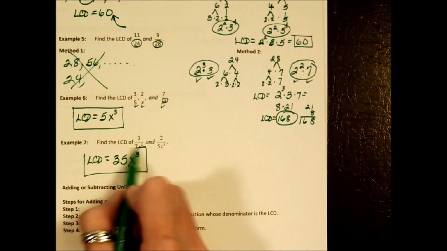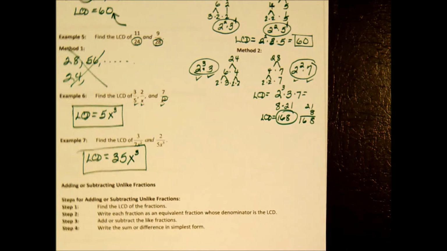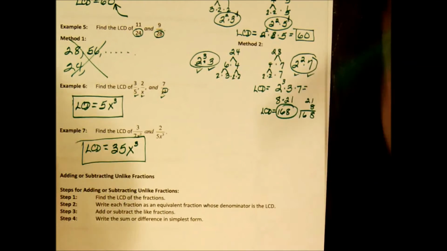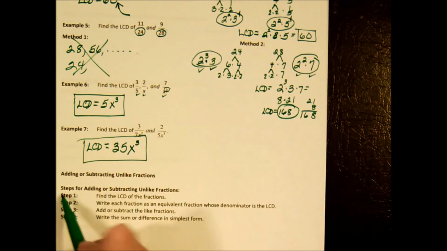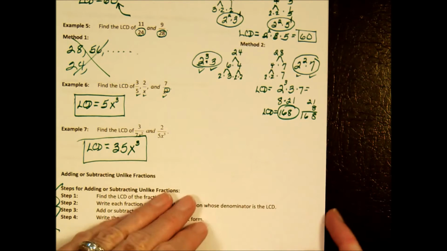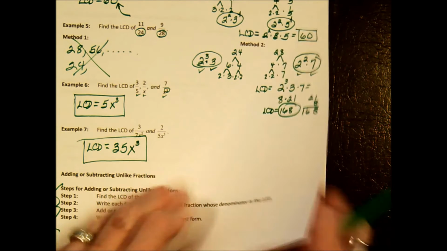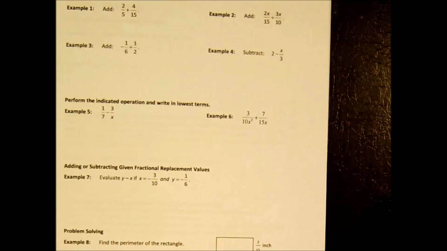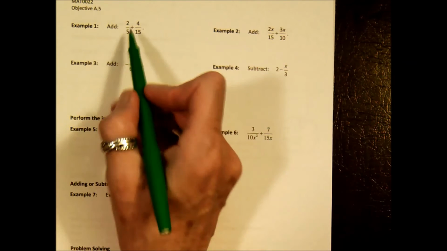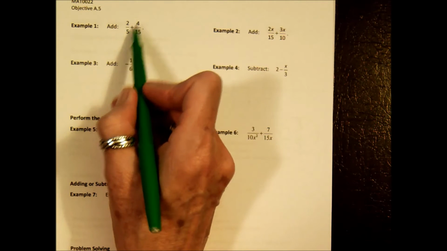So again, the variables are actually quite easy. All right, we're going to take that skill of finding the LCD and we're going to go through the steps of actually now adding unlike fractions. So rather than read those steps, let's just move to the next page and I will show you one and talk you through it. So the first one says we want to add 2/5 and 4/15.